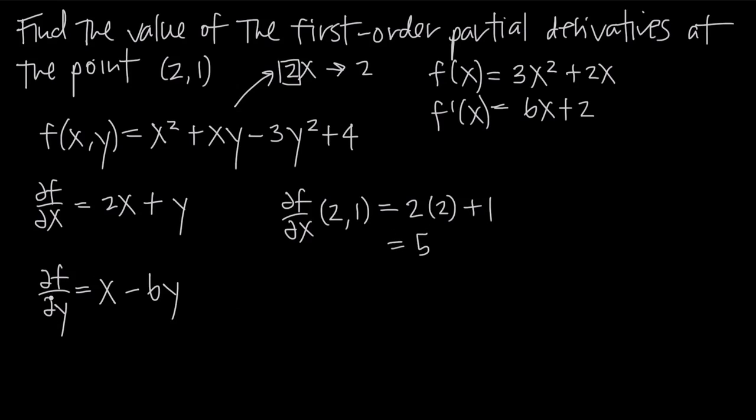If we want to find the value of the partial derivative with respect to y at the point 2, 1, we say the partial derivative of f with respect to y at the point 2, 1 is going to be equal to, instead of x, we'll plug in 2, minus 6 times y, but instead of y, we'll plug in 1, and we'll get 2 minus 6, or a negative 4. And that's how you evaluate these partial derivatives at a particular point.